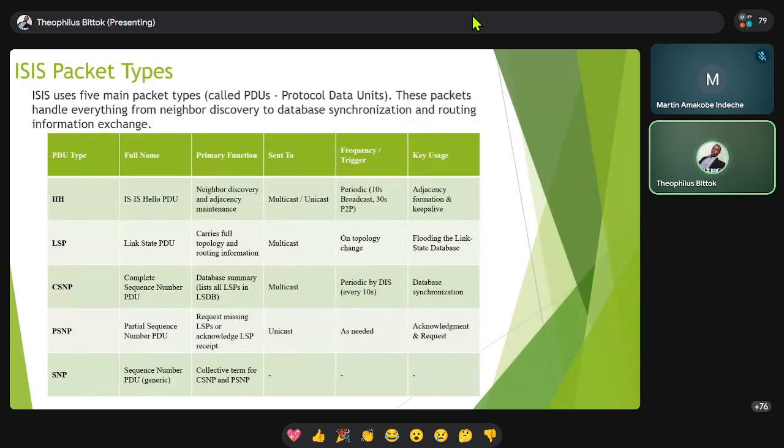ISIS uses TLVs, so the hello packet has some different TLVs. On the hello packet, you'll find the area address. If it's area 1, it's going to be stated in that hello packet that this is area 1, and if it's area 2, that is area 2.